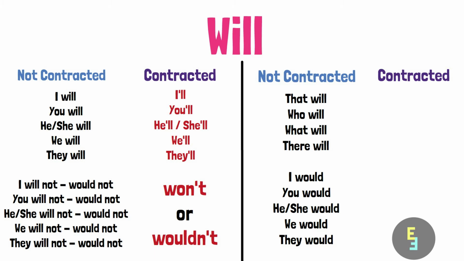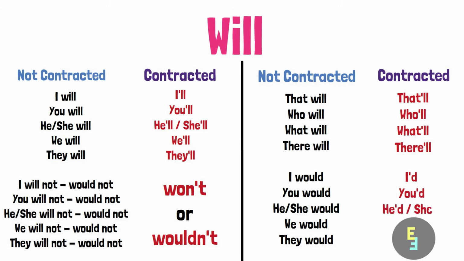Let's go to the last two sets using the verb will and its past tense form would. That will becomes that'll. Who will becomes who'll. What will becomes what'll. There will becomes there'll. I would becomes I'd. You would becomes you'd. He or she would becomes he'd and she'd. We would becomes we'd. They would becomes they'd.